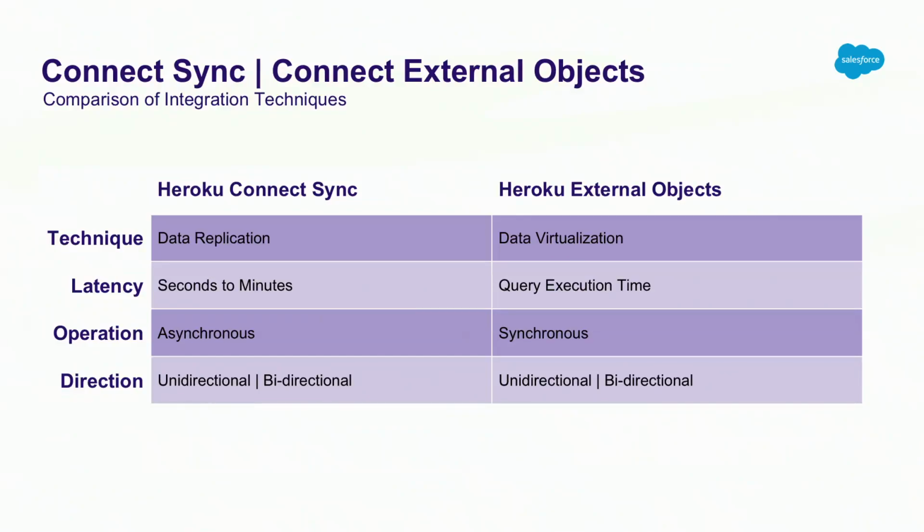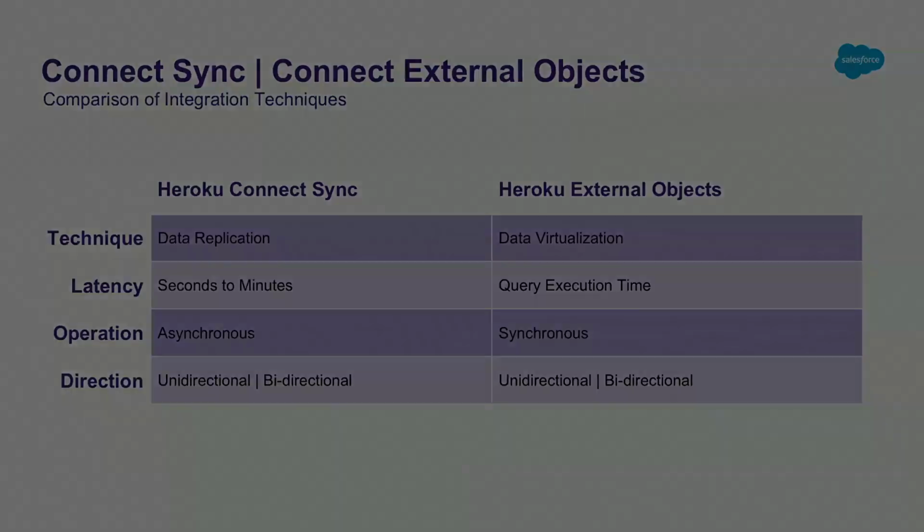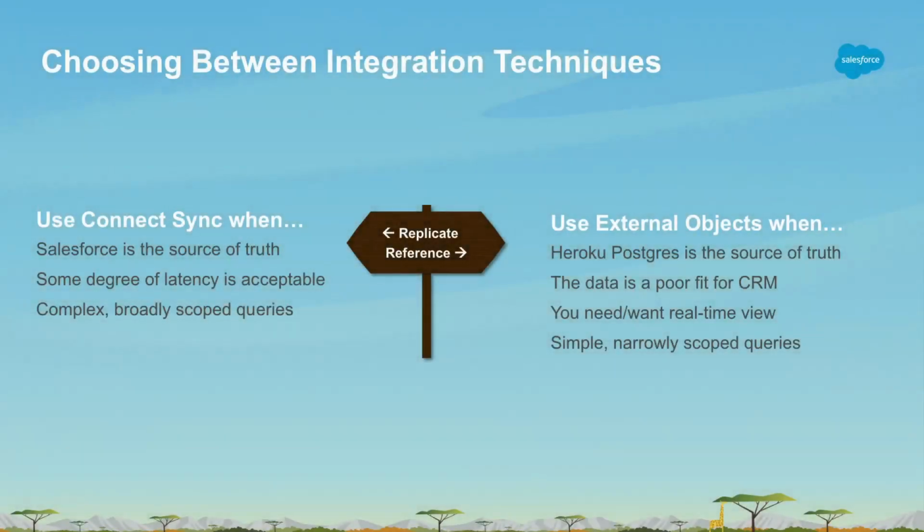Okay? External objects, again, it's no data copy. It's all virtualized. It's real time, all right? So the latency is really limited to how long it takes to call out to the web service, issue the query, get a response for the query, format the results, etc. But that's the main thing, is query execution time. It's a synchronous operation, right? You're issuing a request, you get a response, and it can also be bidirectional, as we talked about, with a caveat around views.